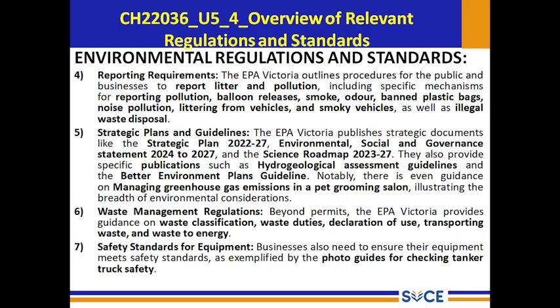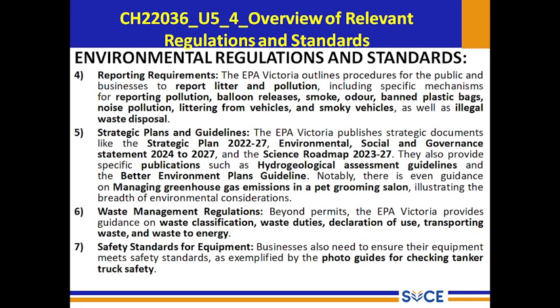EPA Victoria outlines the procedure for the public and business to report litter and pollution. When somebody is littering, when somebody is polluting, they should be reported immediately, including a specific mechanism for reporting pollution, balloon release, smoke, odor, banned plastic bags, noise pollution, littering from vehicles and smoky vehicles, as well as illegal waste disposal. These things come as the reporting requirements.